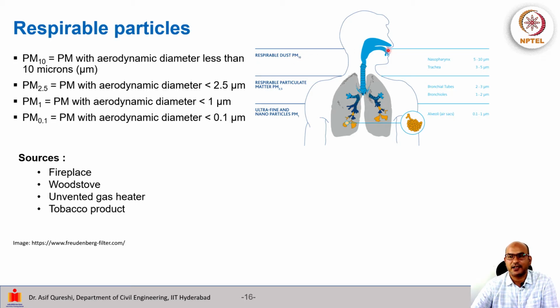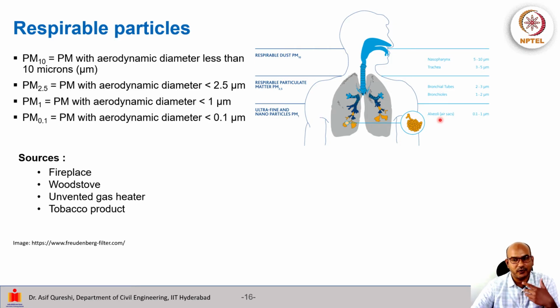The particulate matter has basically crossed our nostrils. Then we have PM 2.5, which are all particles with aerodynamic diameter less than 2.5, and operationally speaking 50% at 2.5. So here we see that respirable particulate matter, which is the PM 2.5, can already reach within the lungs: bronchial tubes, bronchioles, 2 to 3 micrometer, 1 to 2 micrometer. And then PM with aerodynamic diameter less than 1 micrometer and 0.1 micrometer are our ultrafine and nanoparticles, which can go so deep as to the alveoli, which is the air sacs.